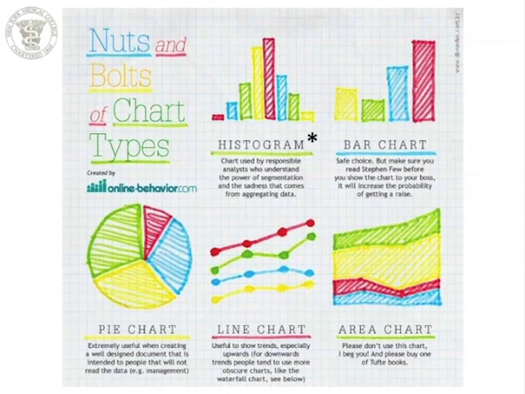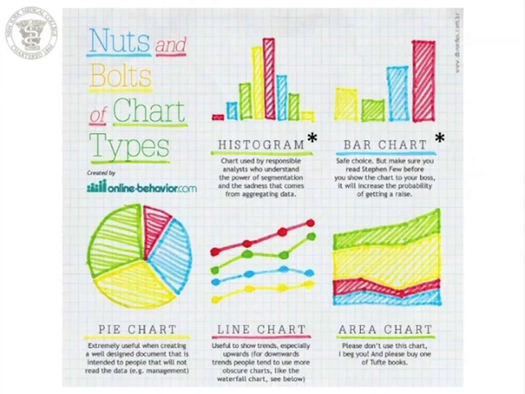It's very similar to the bar chart shown here, which is a safe choice, but make sure you read Stephen Few before you show the chart to your boss. It will increase your probability of getting a raise. Now, bar charts, we can arbitrarily set what the x-axis is or what we want to measure. So unlike the histogram, we're not using discrete values of equal length and then describing the frequency. Instead, we're setting up different categories and then measuring the frequency of values within those categories.